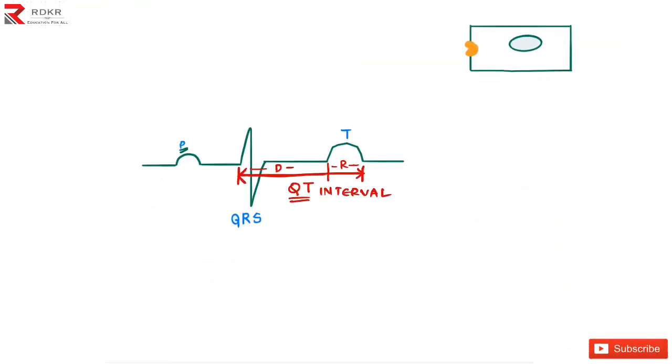So when you observe the QT interval on the ECG, that tells you whether your action potential is normal or abnormal. If it is abnormal, there is a chance of arrhythmia.